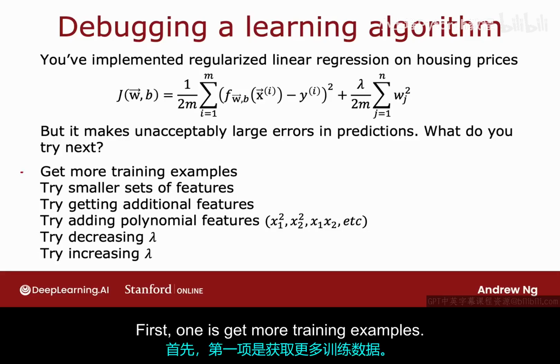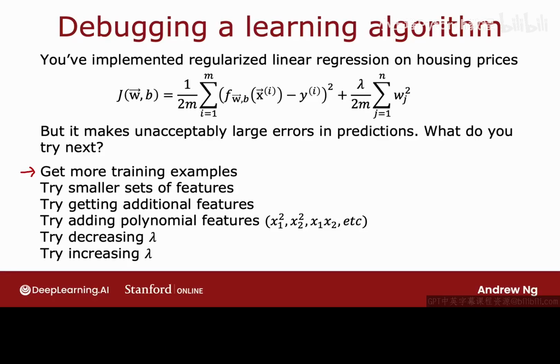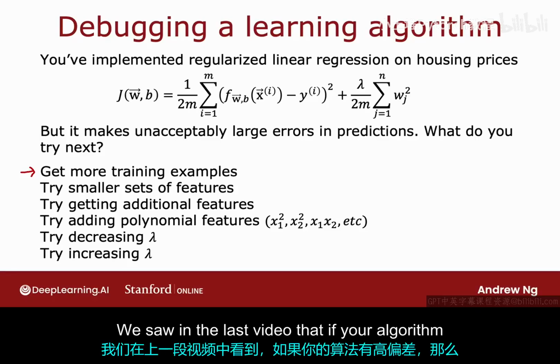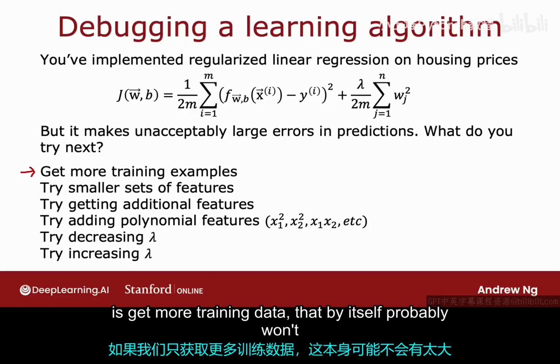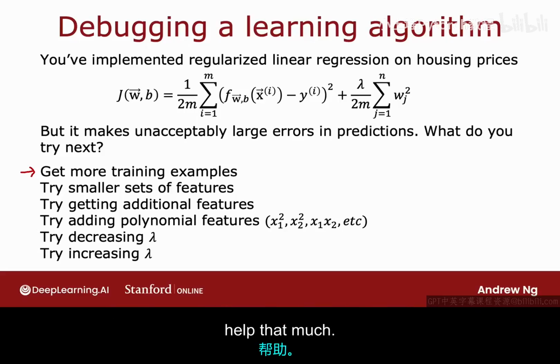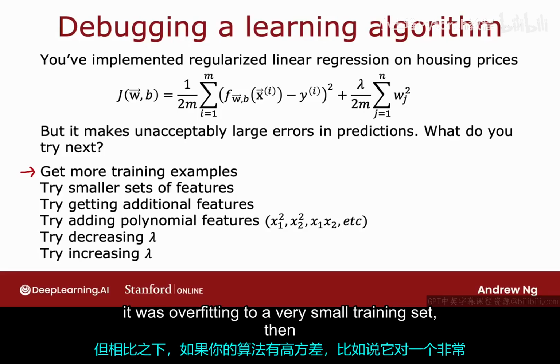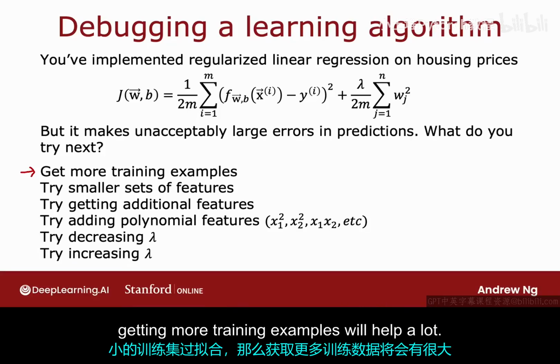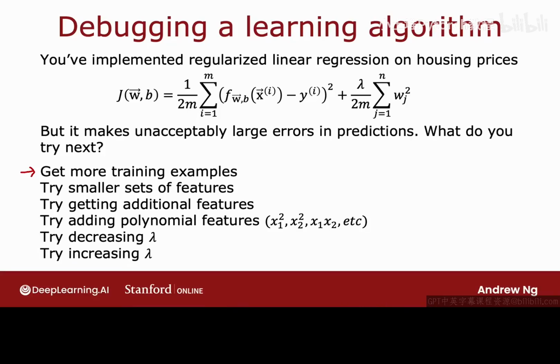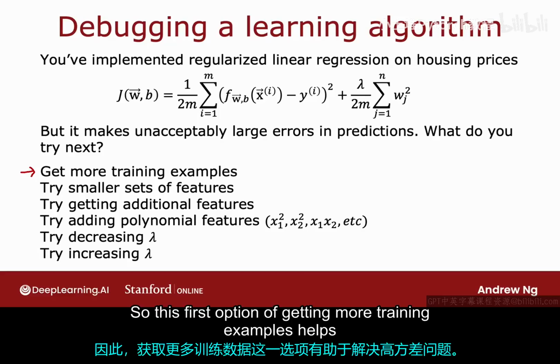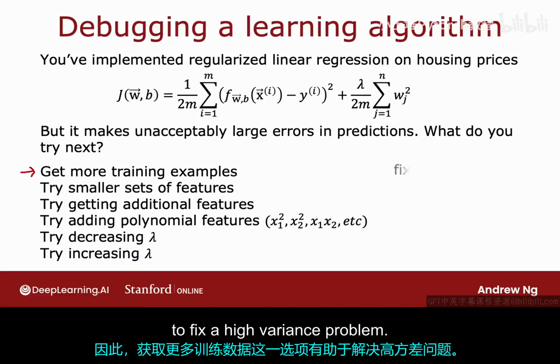First, one is get more training examples. We saw in the last video that if your algorithm has high bias, then if the only thing we do is get more training data, that by itself probably won't help that much. But in contrast, if your algorithm had high variance, say it was overfitting to a very small training set, then getting more training examples will help a lot. So this first option of getting more training examples helps to fix a high variance problem.